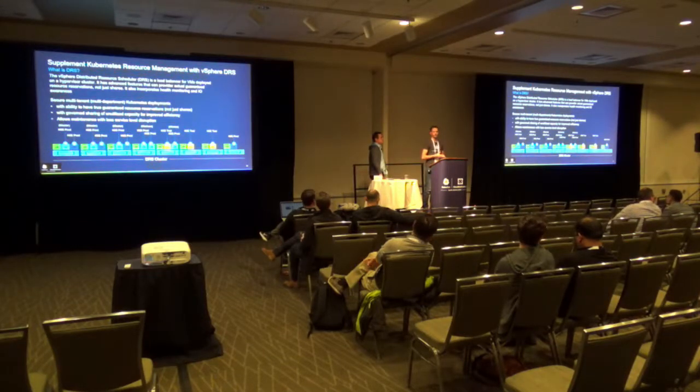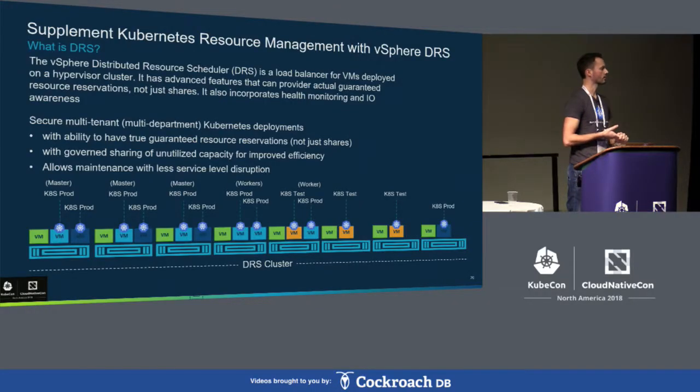The question is, does DRS require vSAN? No. vSAN, the storage solution from VMware, is not required for DRS. DRS requires Enterprise Plus as a license, so it's not part of all of the vSphere editions, but it has no requirement from other products that we have.